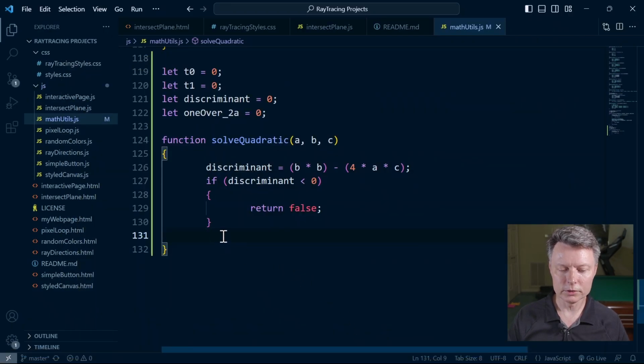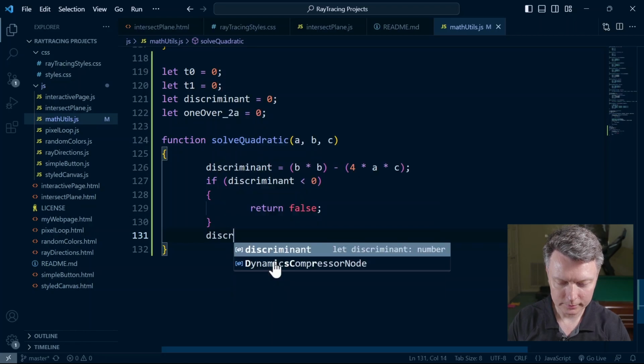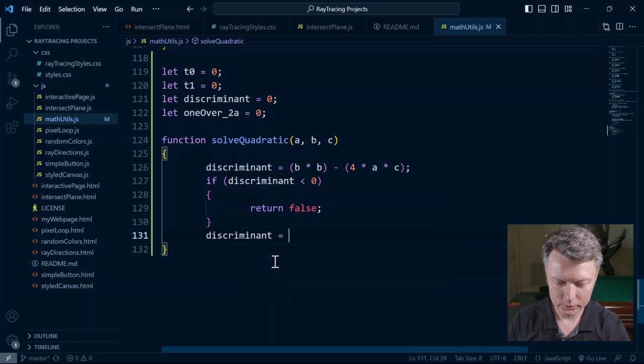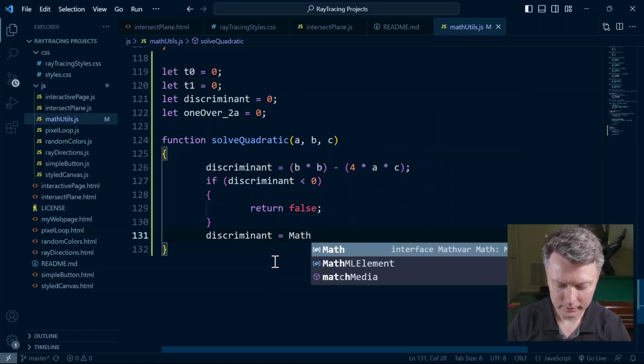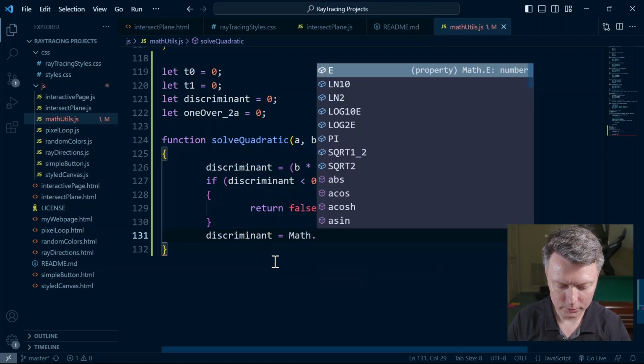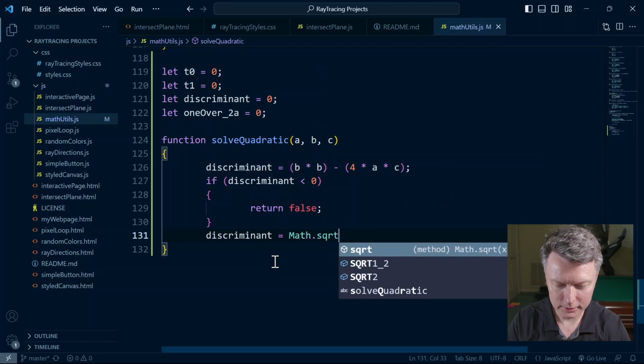And we can just reuse the variable name now that we know that there are 2 solutions to this quadratic formula. So discriminant equals, let's call the square root function, and that is accessed through JavaScript's Math object. So capital M, Math.sqrt, SQRT, and it'll pop up here.